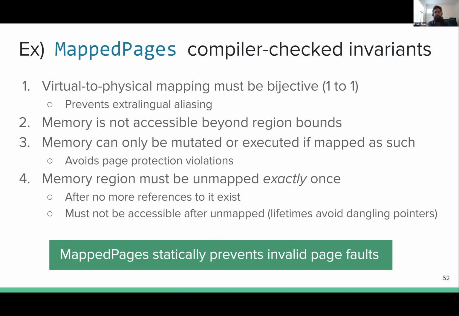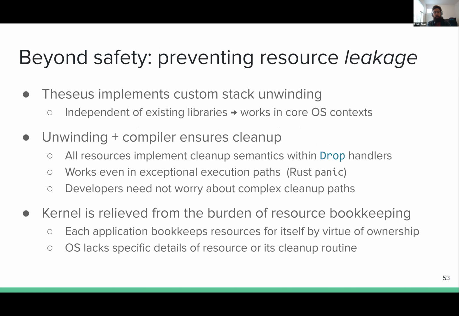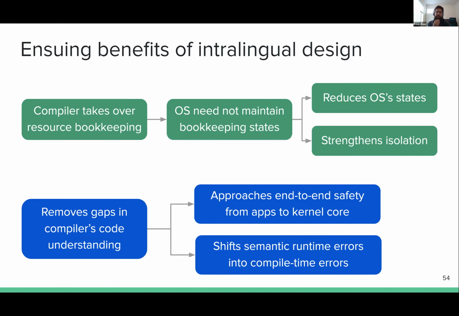So this is an example of going way beyond just basic safety, and allowing the compiler to do some level of resource management for us. Right. Another thing we do is prevent resource leakage. I do that through unwinding, but I don't really have time to get into this. Right, so there are a lot of benefits. It reduces the states that the OS has to maintain. So the OS is overall simpler because the compiler is maintaining a lot of these states statically at compile time.